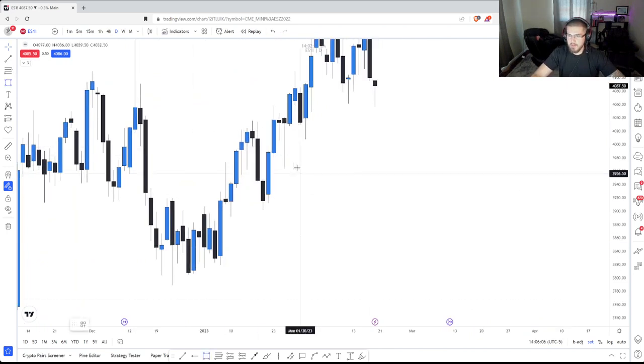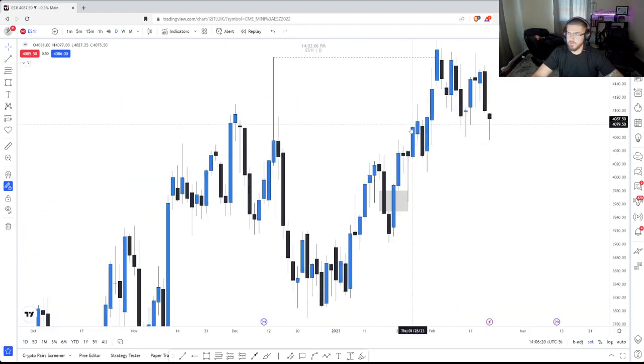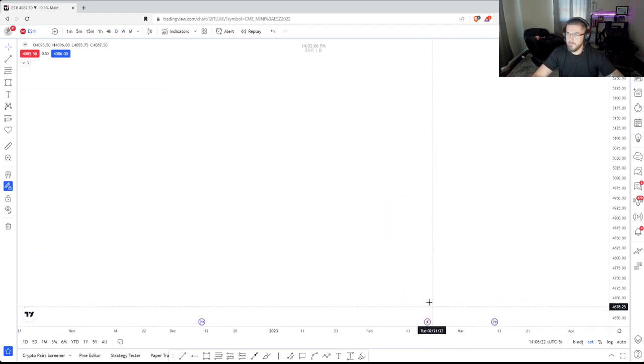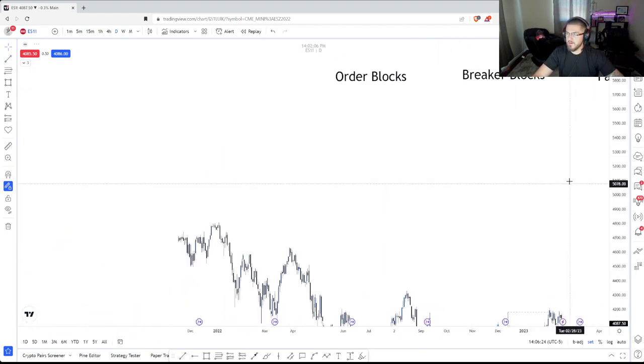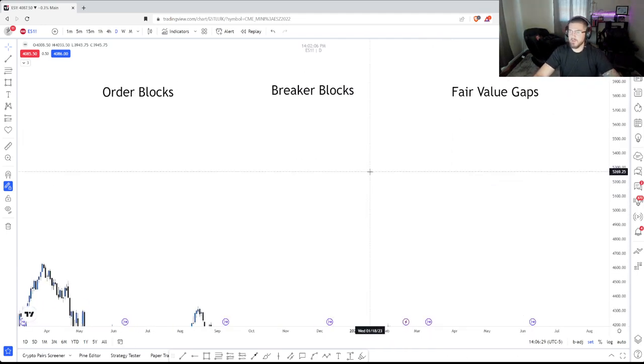An example of a balanced price range would be something like this. Price moves through on the offer and sell side and then rushes through on the offer and buy side. So if price is still bullish, you should see a reaction somewhat like this to the next area of liquidity, which is a great example there. But these are the main three types of interest areas we're going to look at today.